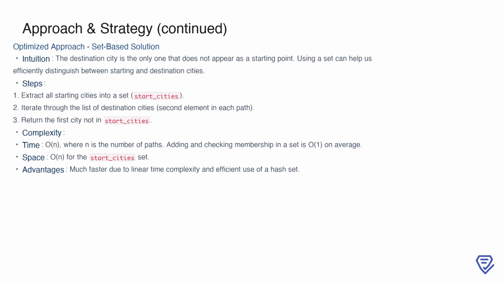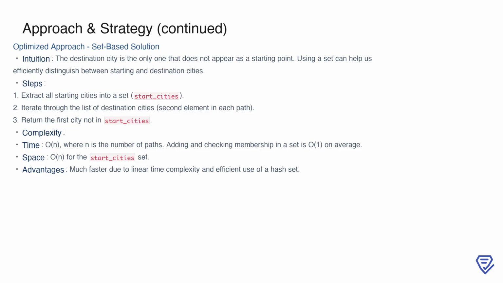A more efficient solution leverages a set-based approach to optimize the search process. Here, the key insight is that the destination city is the only one that does not appear as a starting city. Using a set allows us to efficiently distinguish between starting and destination cities. First, we extract all starting cities into a set. Then, we iterate through the list of destination cities, checking if each one exists in the set of starting cities. The first city not found in the set is our destination city.